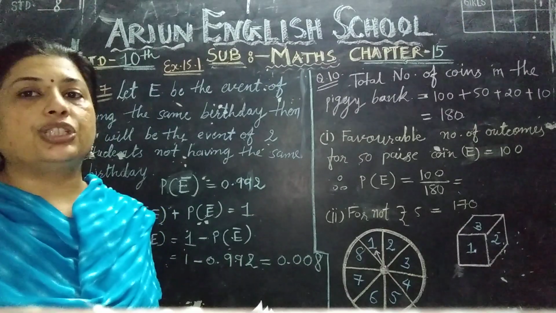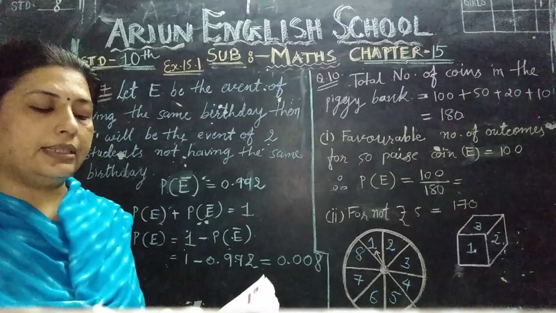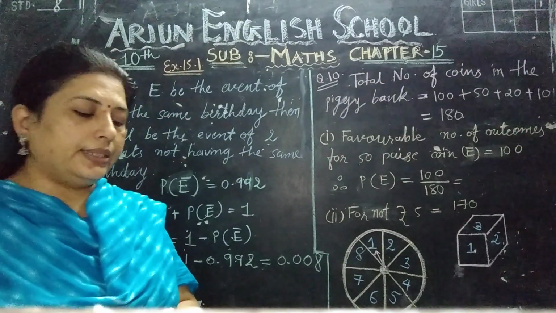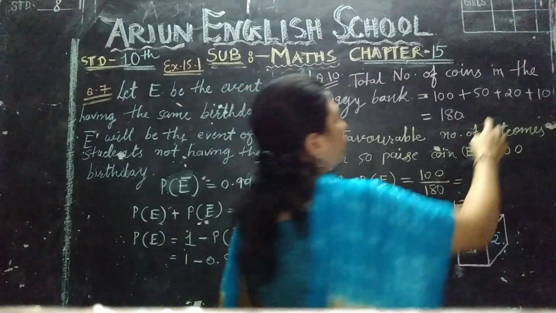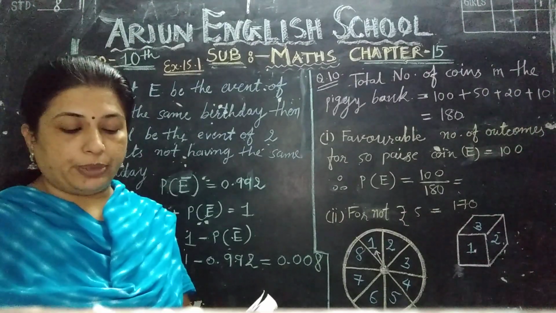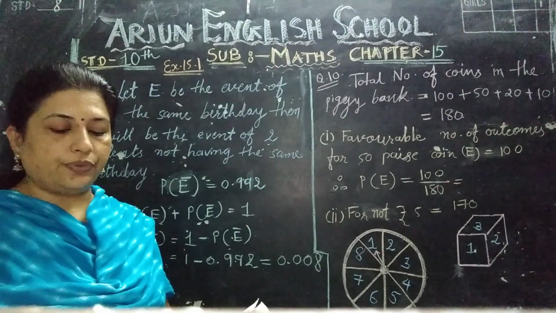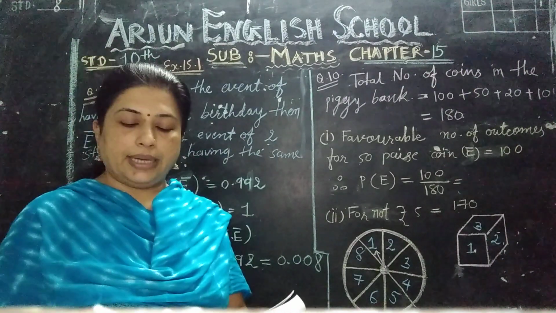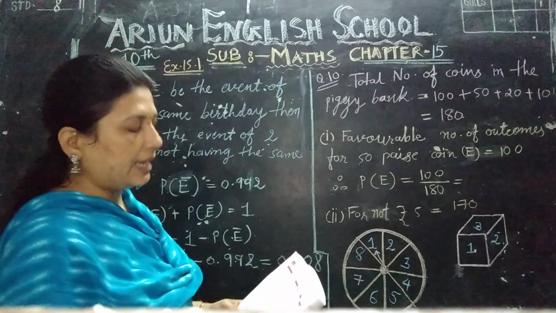Now let us see question number 10. In question number 10, a piggy bank contains 100 50 paise coins, 50 one rupee coins, 20 two rupee coins, 10 five rupee coins. If it is equally likely that one of the coins will fall out when the bank is turned upside down, what is the probability that the coin will be a 50 paise coin?